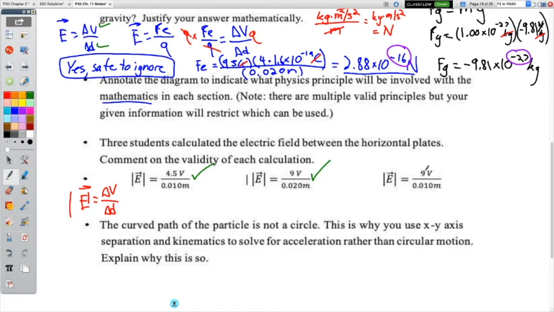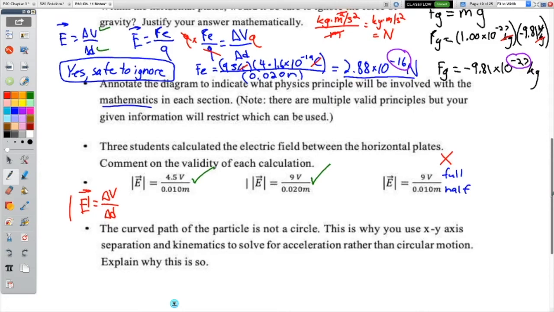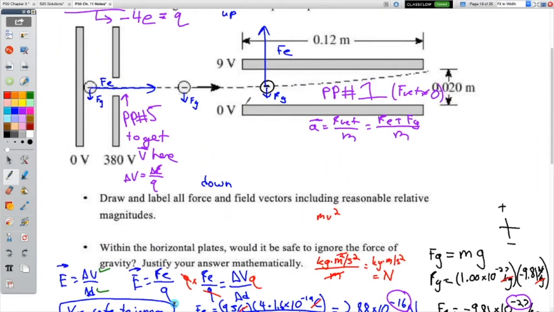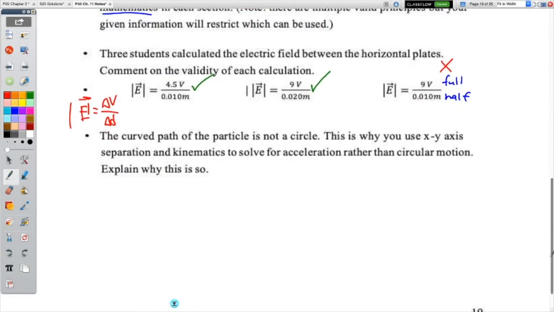What about this one? They use 9 volts. As we know, that's the full potential difference all the way across, but then they use 0.01 meters. That's half the distance. So they used the full voltage, and then they used half the separation distance. Is that okay to do? And the answer, right, is no, that's not okay. Those don't match, right? We go back up here to our diagram. They're saying that to go from here to here, you would have to use 9 joules per coulomb. But we know that's not true, right? We know to go from here to here, you would have to use 9 joules per coulomb. So that does not work, right?